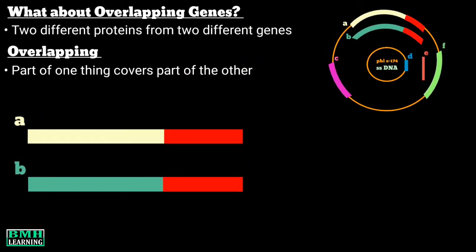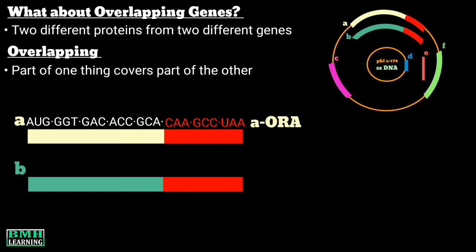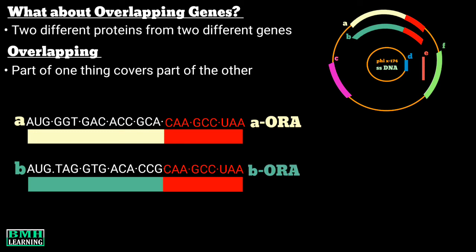Suppose the gene A is formed of this kind of sequence of nucleotides, and we call it ORF A, that is open reading frame A. Similarly, the gene B is formed of this type of sequence of nucleotides, and we call it ORF B, that is open reading frame B. So that means two genes from two open reading frames.